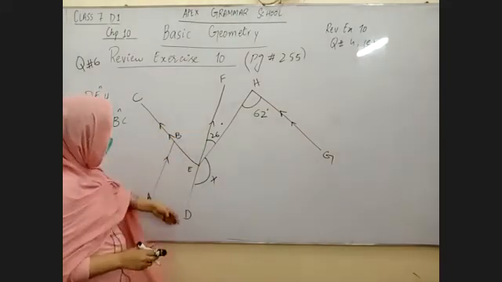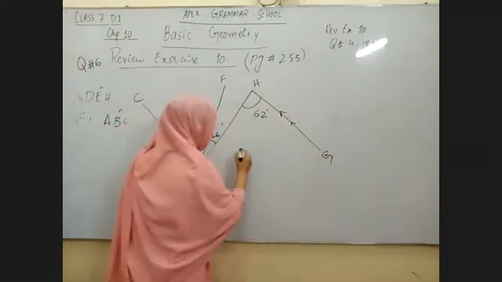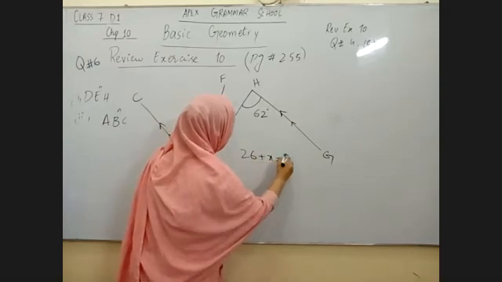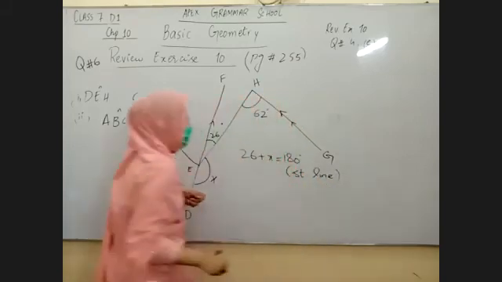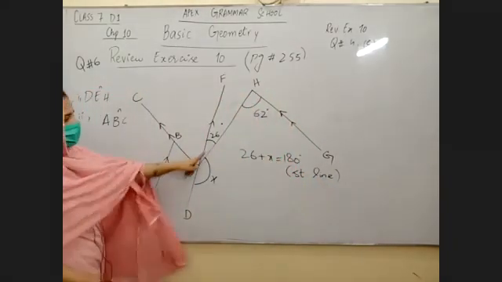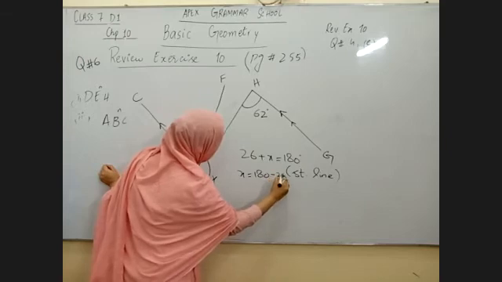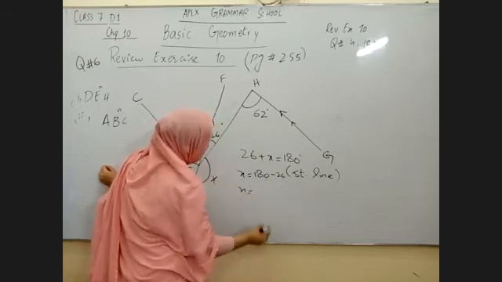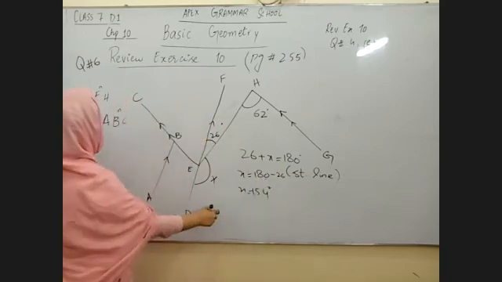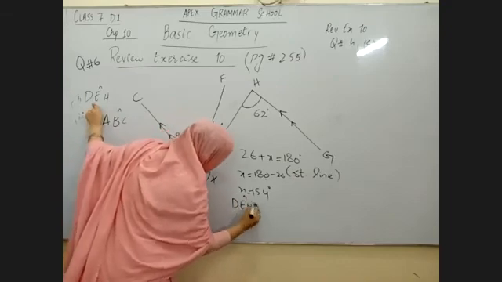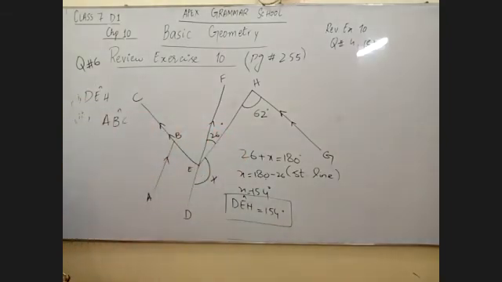You can see that DF is a straight line. 26 and X, these both are lying on a straight line. So 26 plus X will be equal to 180 degrees. The reason is that they are lying on a straight line, so they add up to 180 degrees. X is equal to 180 minus 26 degrees, which is 154 degrees. Your X was DEH. DEH is equal to 154 degrees.